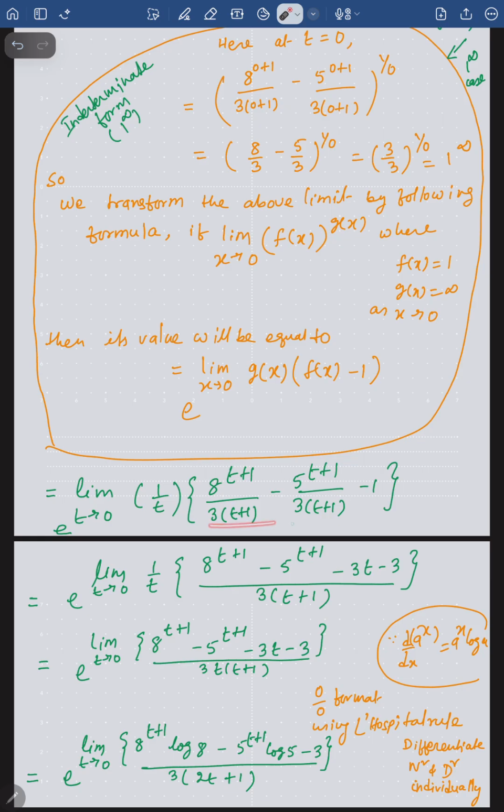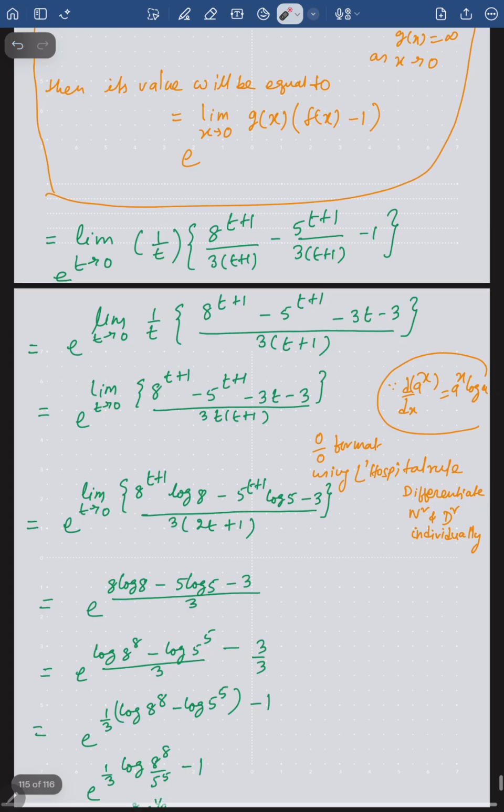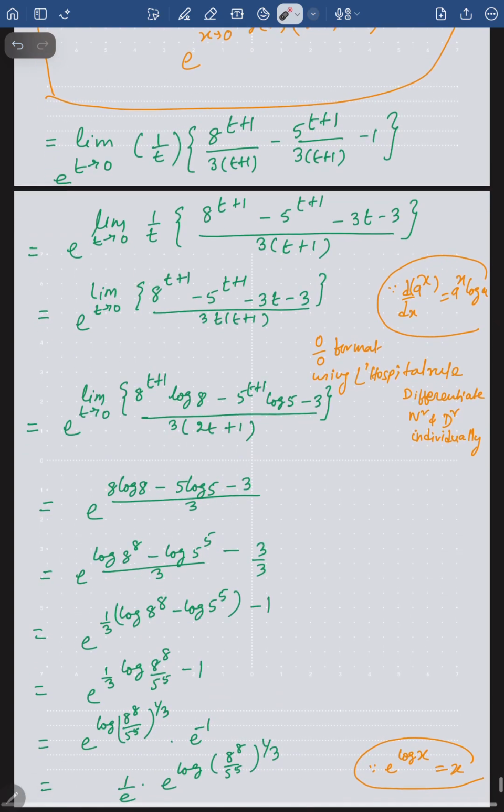Now take this LCM 3(t + 1) throughout. So in the next step you will get 8^(t+1) minus 5^(t+1) minus 3t minus 3. Okay, this one remaining will be the same. Now this 1 upon t can be multiplied with this one.